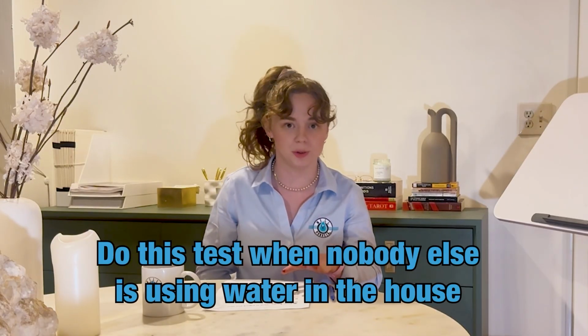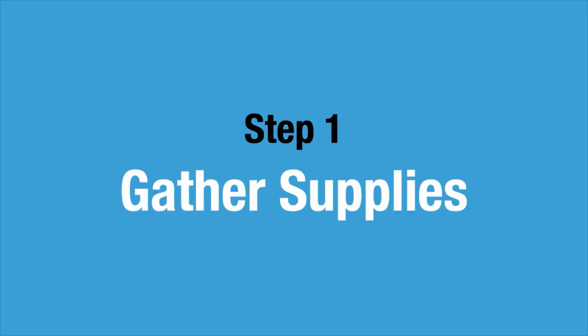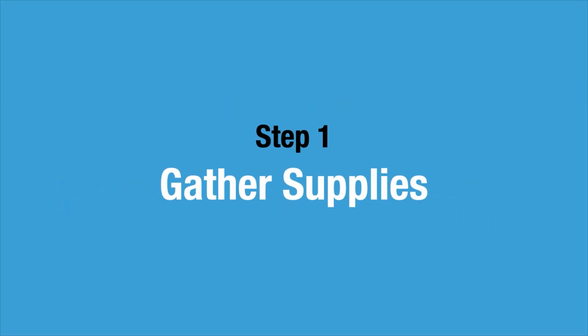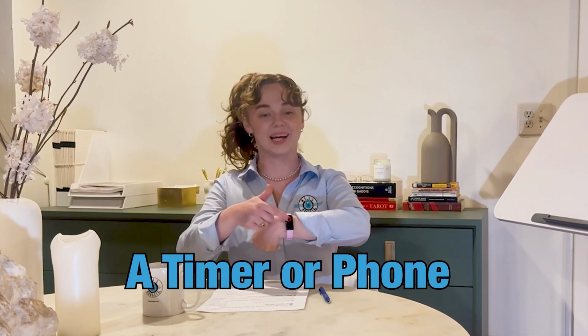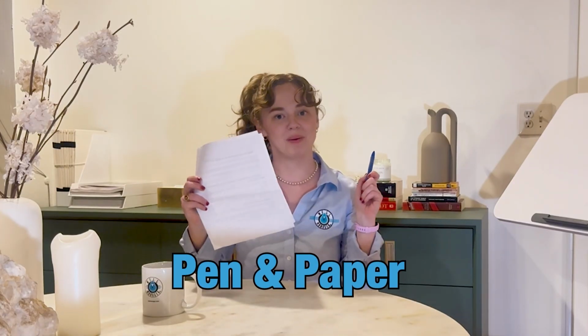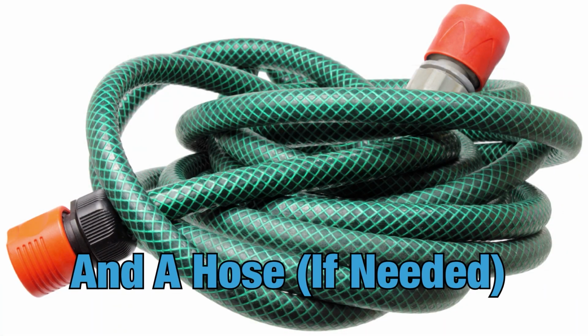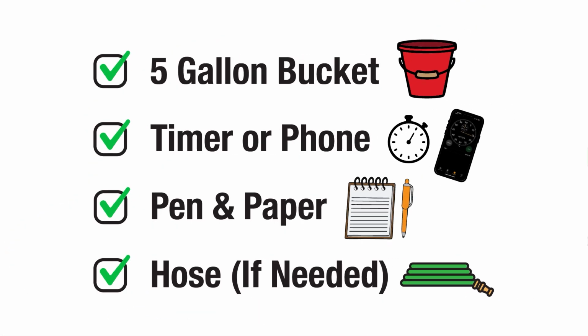So let's get started. For best results, you're going to want to do this test when nobody else is using water in the house, okay? So here's what you'll need: a 5-gallon bucket, a timer or phone, pen and paper, and a hose if needed. So once you've gathered all your materials, you're ready to get started.